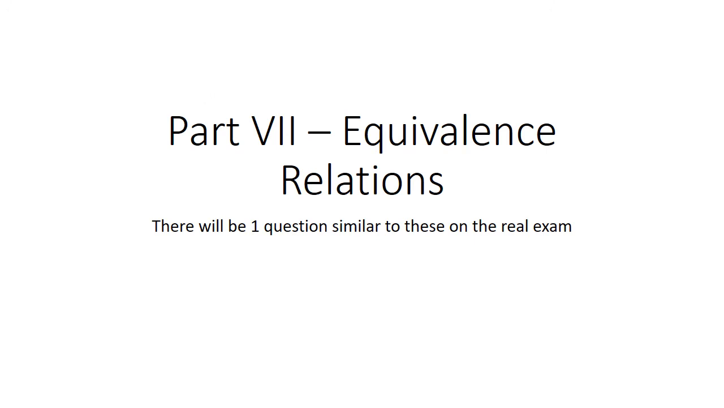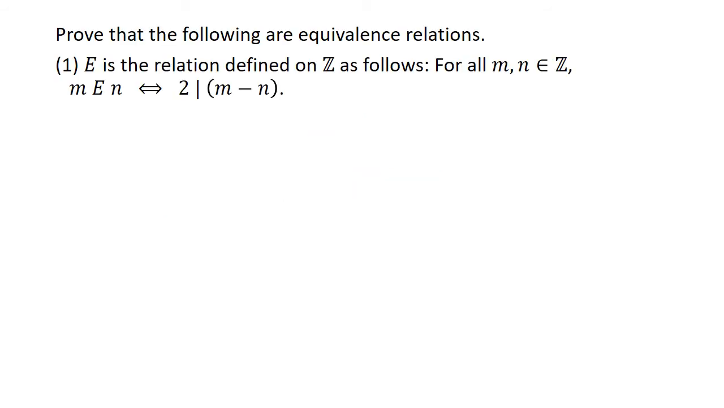Okay, let's look at part 7, which is equivalence relations, and there will be one question similar to this on the real exam. Okay, so let's look at number 1 here. We have to prove that this is an equivalence relation. So E is the relation defined on the integers as follows. For all m and n in the integers, m is related to n by E if and only if 2 divides m minus n. Okay, so let's go through the things we need to prove here.